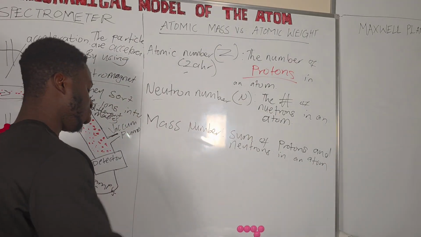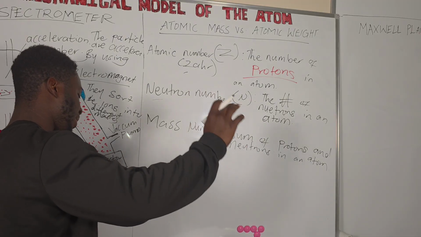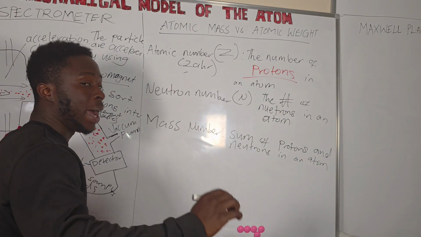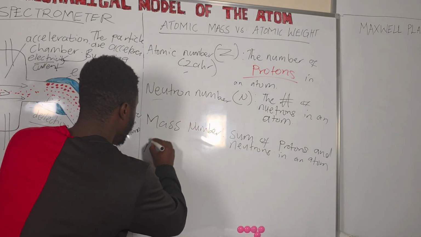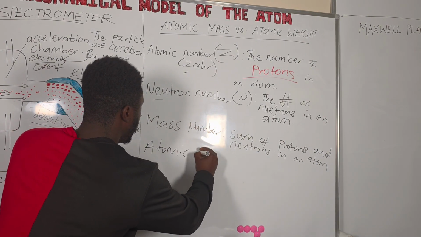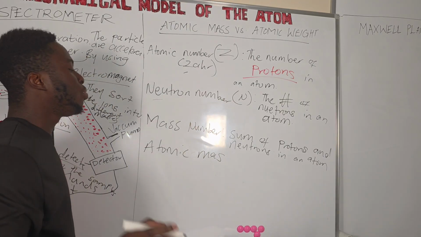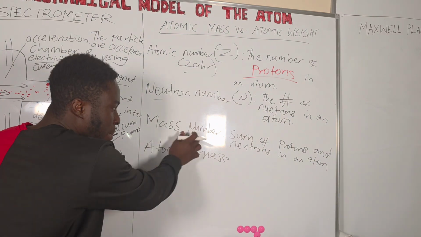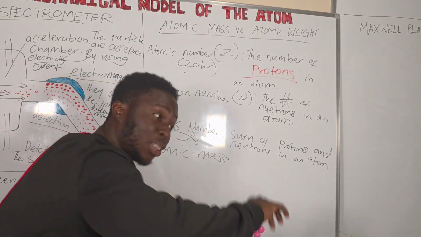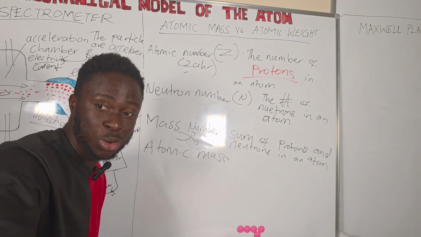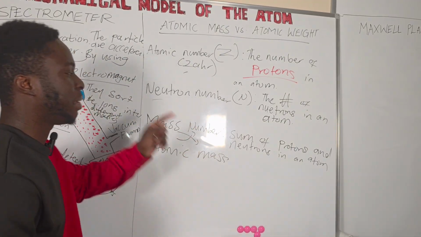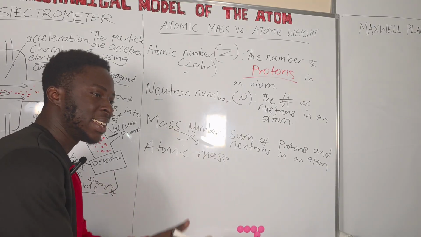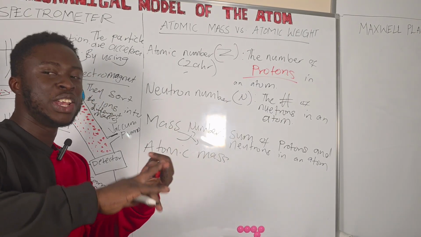The next one we are going to look at is the atomic mass. Atomic mass. Cannot stress it enough. Now, people really confuse mass number with atomic mass. They are different. Mass number is not the mass of the atom. Atomic mass is the mass of the atom. Mass number is just the sum of the protons and neutrons in an atom.